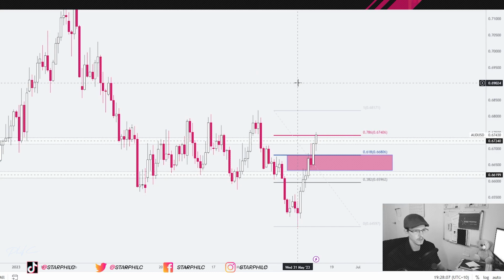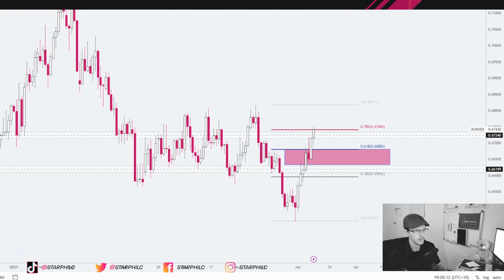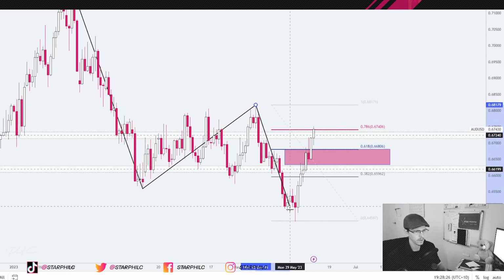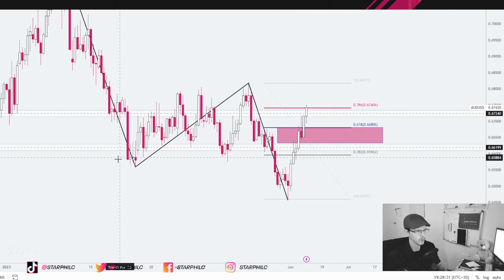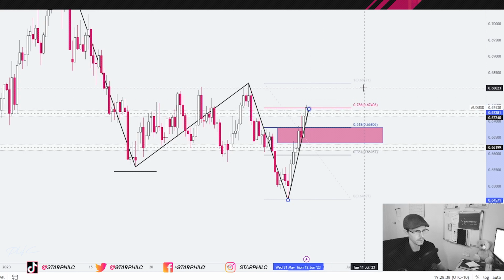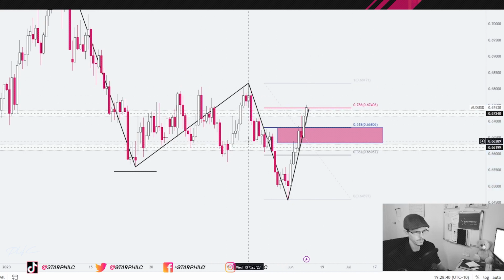So over on the Aussie dollar right here, we are looking towards the downside. We can see price action moving all the way down like this, giving us a big impulse leg. Price action moves all the way back up, and then we get another leg down right here. So price action closing below this low right there. And then price action moves all the way back up into this level of interest right here. Okay.